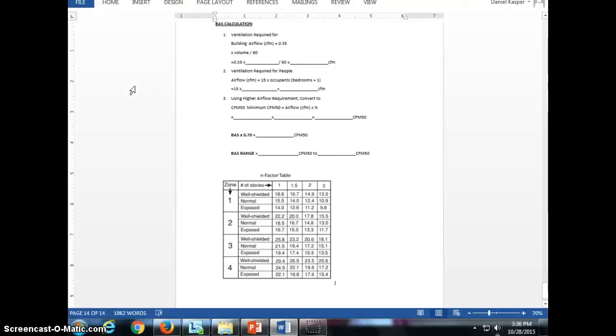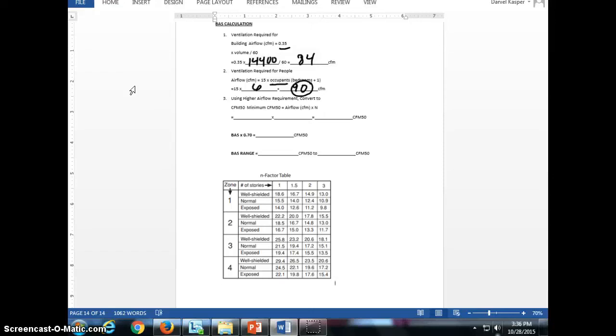So here's the form that you'll have. This is all laid out for you. You don't have to do all that messy calculating, or at least remember it. So for our ventilation required, our BAS standard here is 0.35 times the volume divided by 60. In this case, it's 14,400 divided by 60, and that was where we got our 84. Or the number of people times 15. In this case, it was 6, which gave us our 90 CFM. See how much easier this is? So the higher of these two is 90.